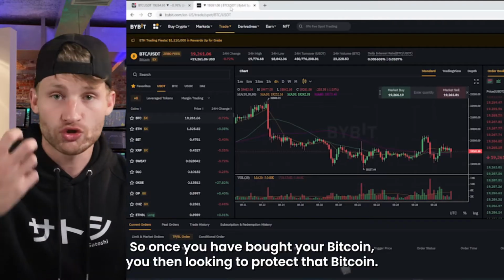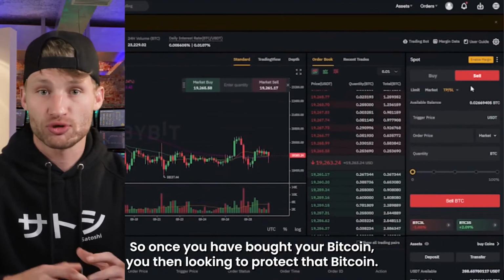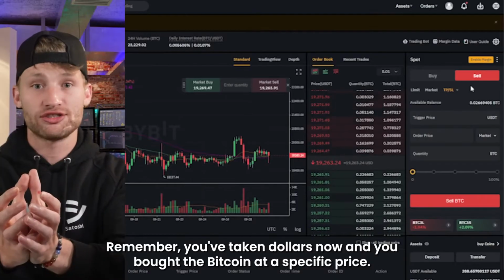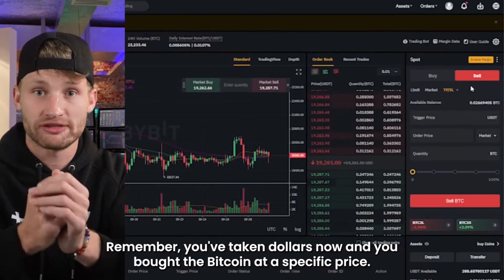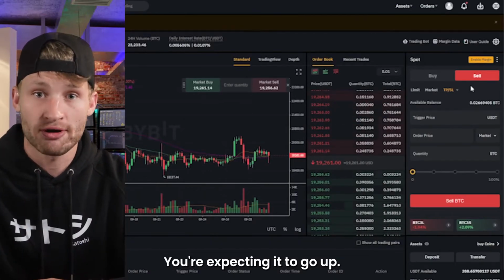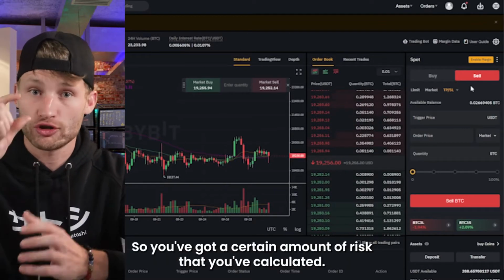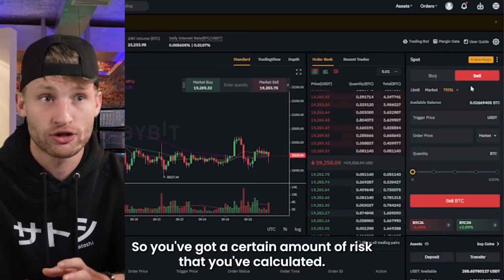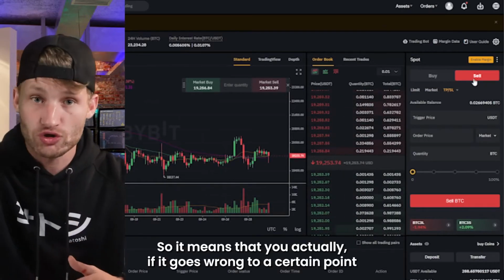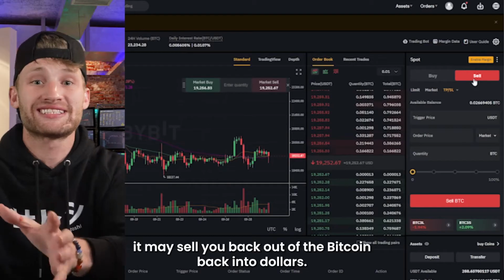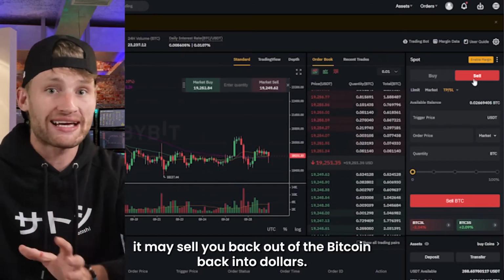So once you have bought your Bitcoin, you're then looking to protect that Bitcoin. Remember, you've taken dollars and you bought the Bitcoin at a specific price. You're expecting it to go up. Now, if the price goes down, you want to protect those dollars. So you've got a certain amount of risk that you've calculated. So it means that if it goes wrong to a certain point, it must sell you back out of the Bitcoin back into dollars.